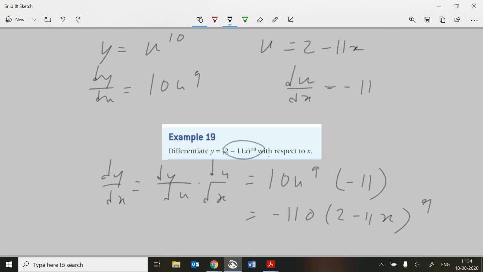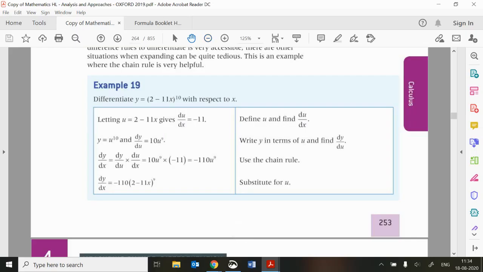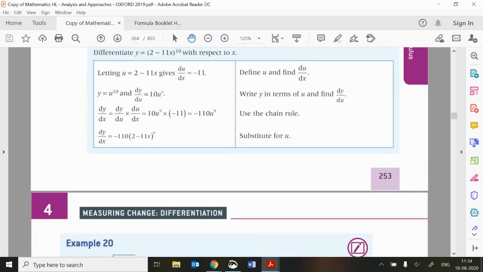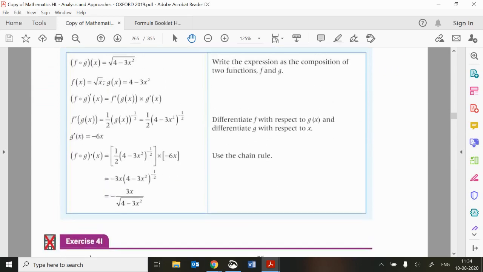Okay, now obviously multiplying this out using a binomial expansion would be pretty hellish, and then differentiating each of those terms. So fantastic that we've got the chain rule now. Okay, so there's that one. Let's just have a look at that. Same. Okay, now example 20 before the exercise.